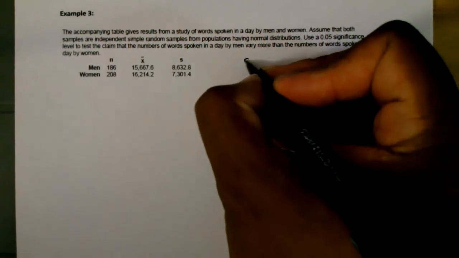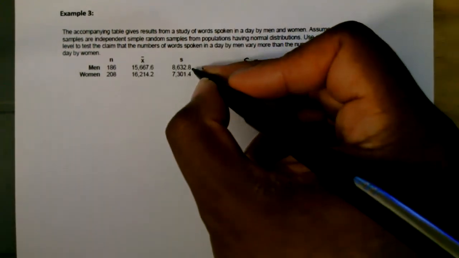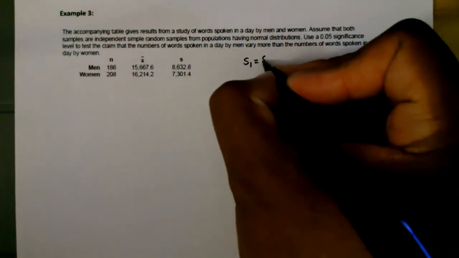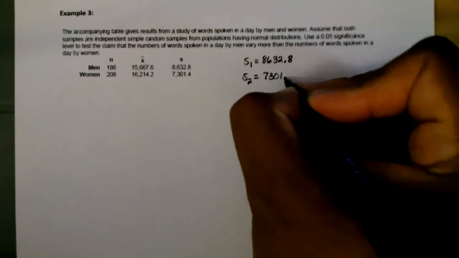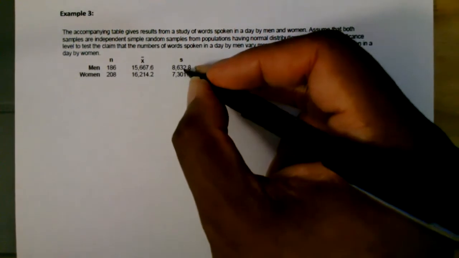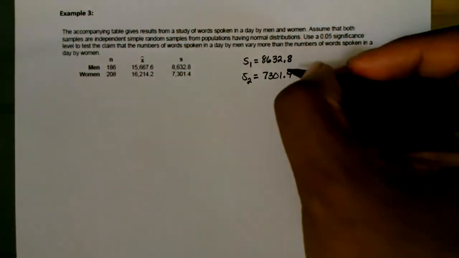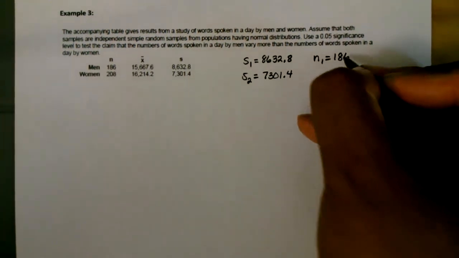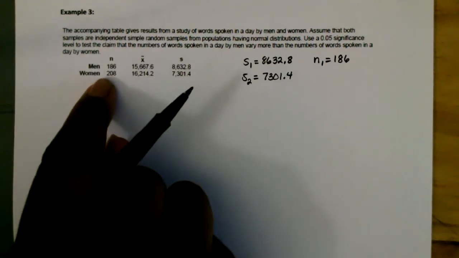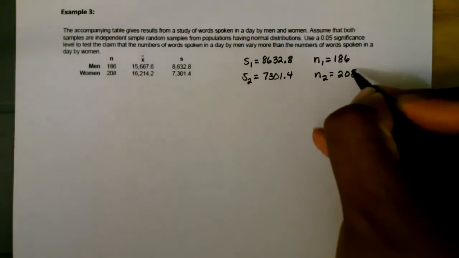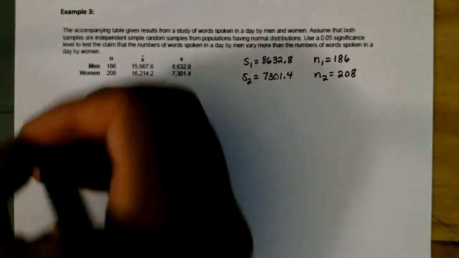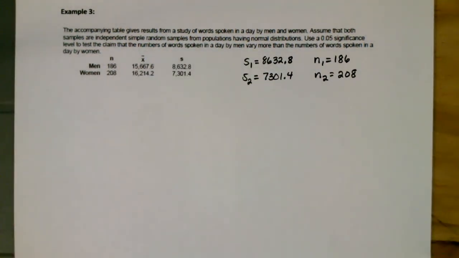Okay. Now, S1 will have to be the larger of the two standard deviations. In this case, it's this number, 8,632.8. And S2 will have to be the other, 7,301.4. And for S1, which is this number, N1 will have to be 186. And then for the 7301.4, this will be N2, 208. Because S1 is always going to be the larger of the two standard deviations, and N1 will be the sample size that has the larger sample standard deviation.